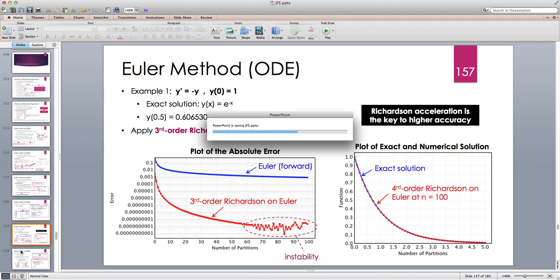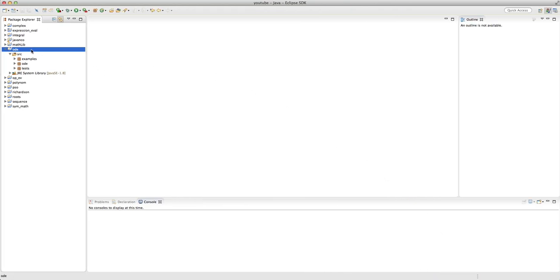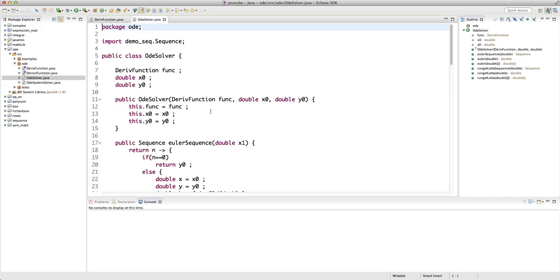And the last thing that I want to talk about in this lecture is, let's try to look at the speed, how fast it's solving this numerical solution. So let's head to Eclipse. I have already created the ODE project here. In the ODE, this is my interface for creating the derivative function. So this is y prime equals f of x and y, and I use a lambda expression for ease of use. And then this is my ODE solver.